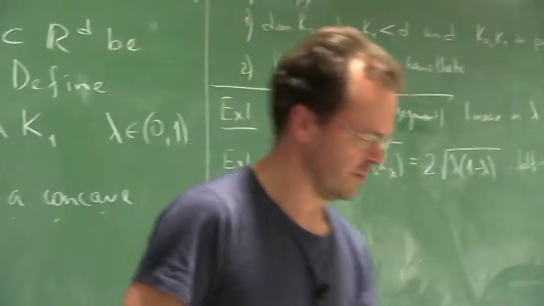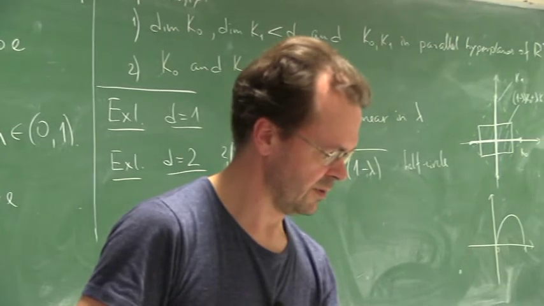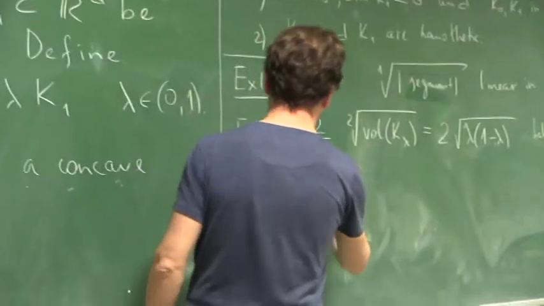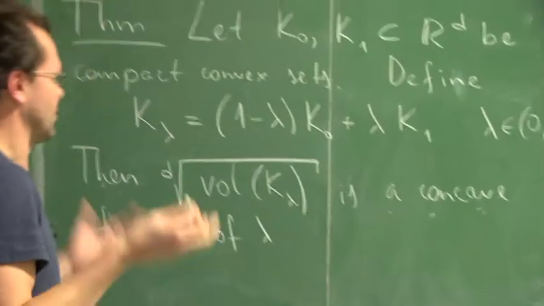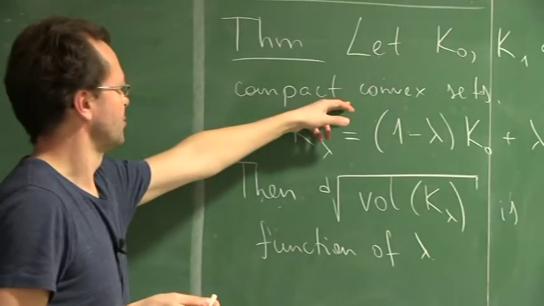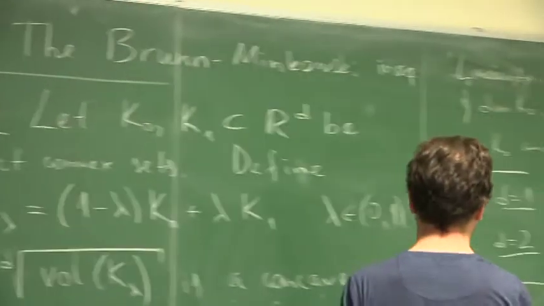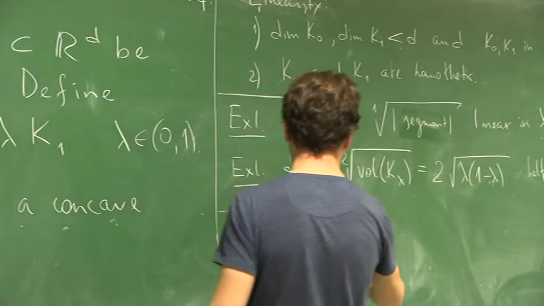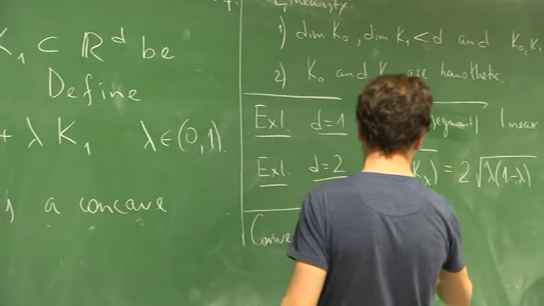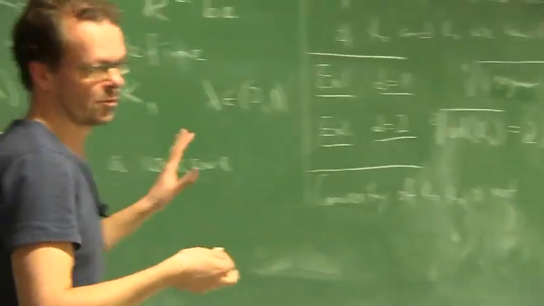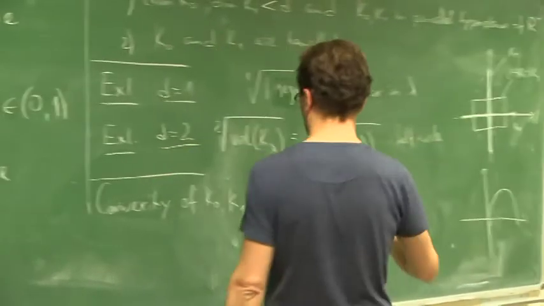Good, so these are examples of the concavity of this function. One remark, and I'm sorry to say it, but actually convexity here is not needed. Convexity of K0, K1 is not needed. The theorem holds also for non-convex sets, just for any compact measurable sets.